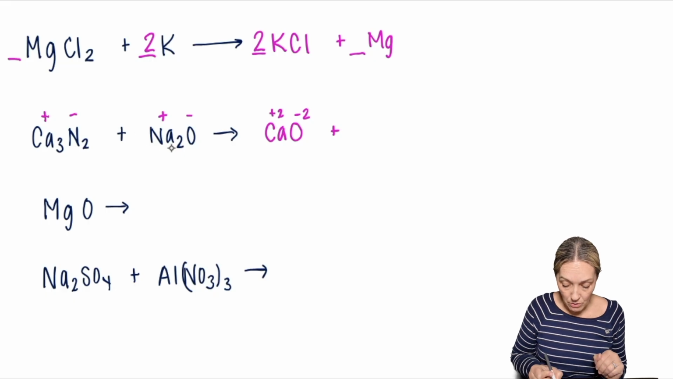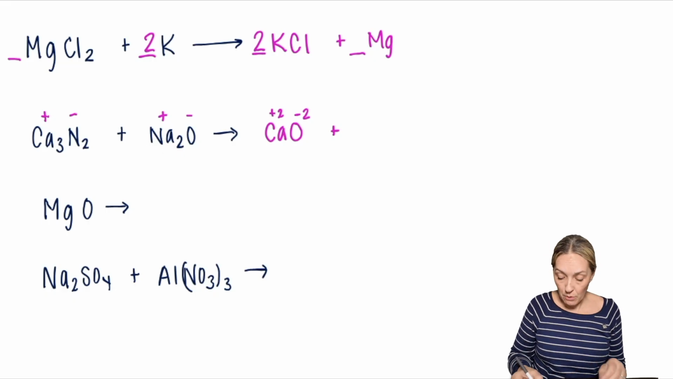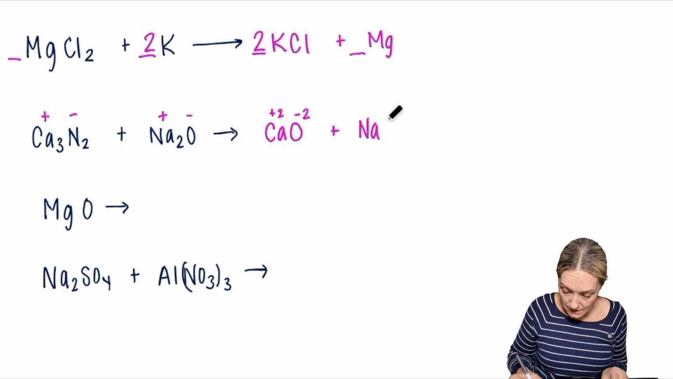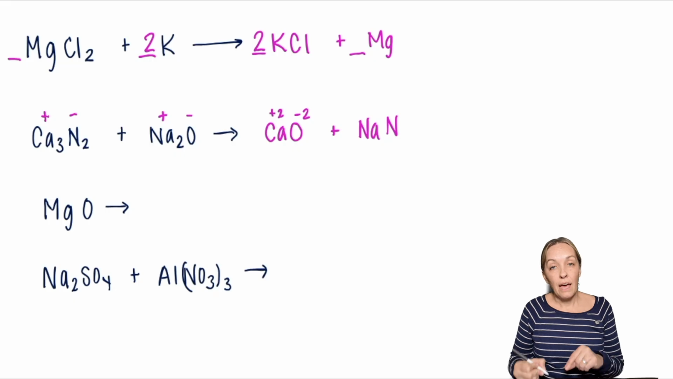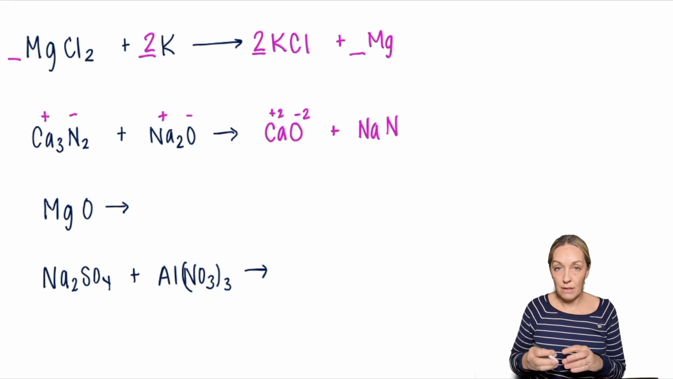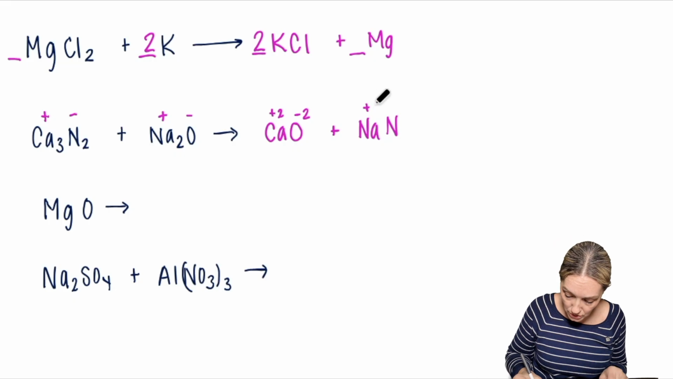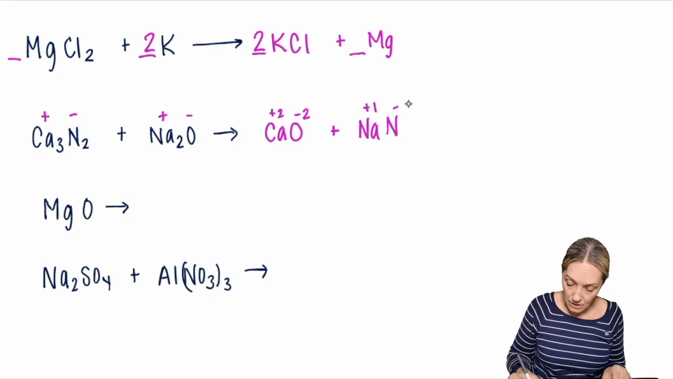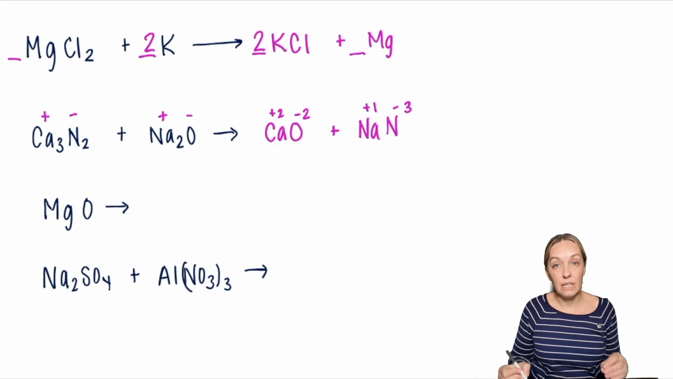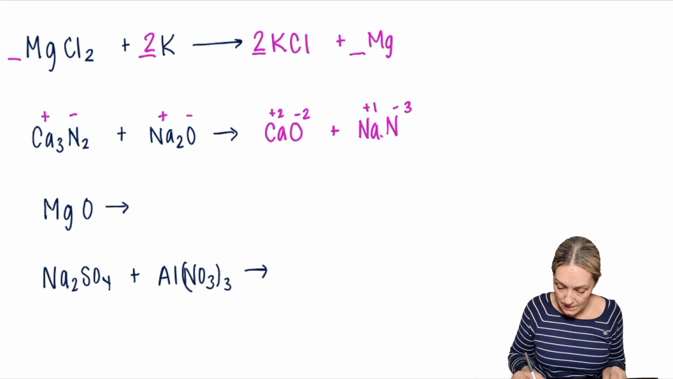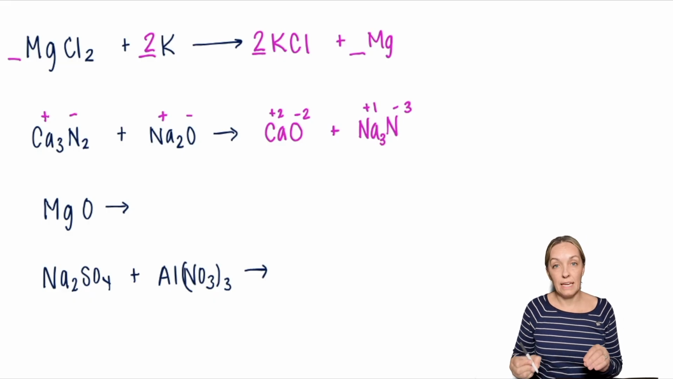I'm going to put N with the Na. But remember that we have to write the metal or the positive charge first. So I'm going to put the Na first and then the N. Every time I write a compound's formula, I have to check those charges. From the periodic table, I know Na is +1 and nitrogen is -3. In order for this to be stable, it's going to have to be Na3N.